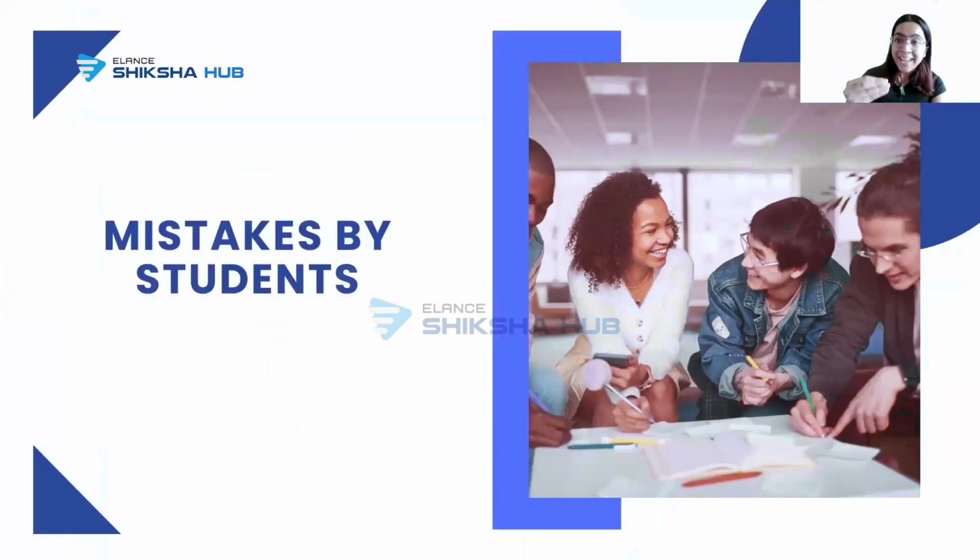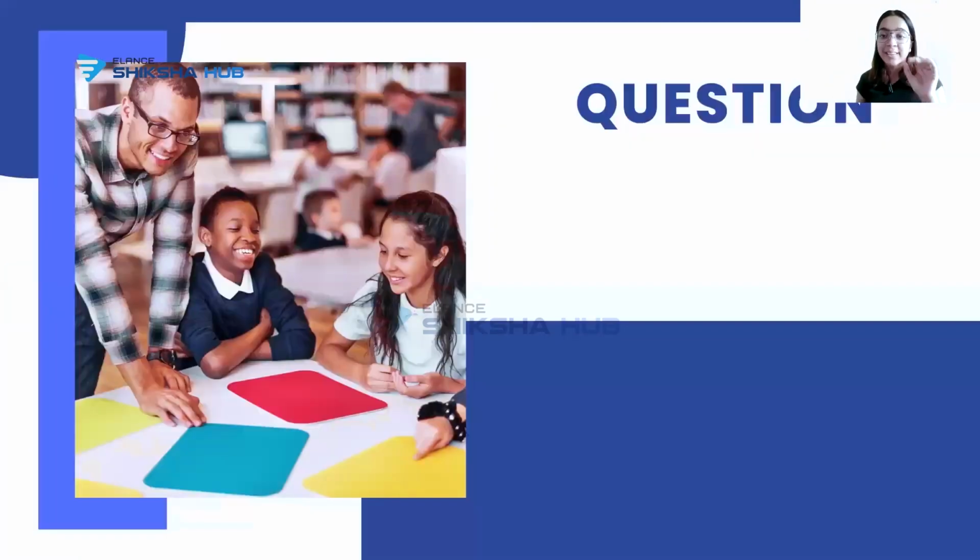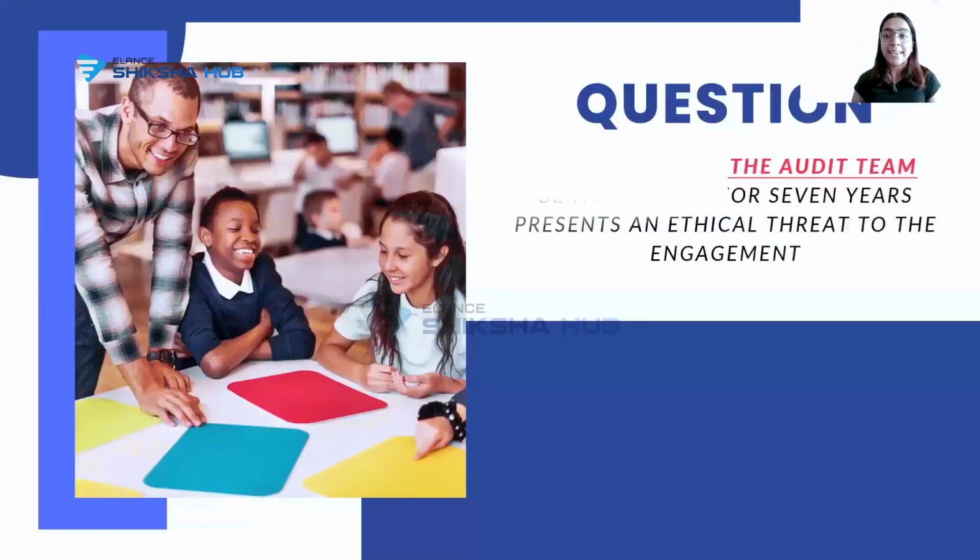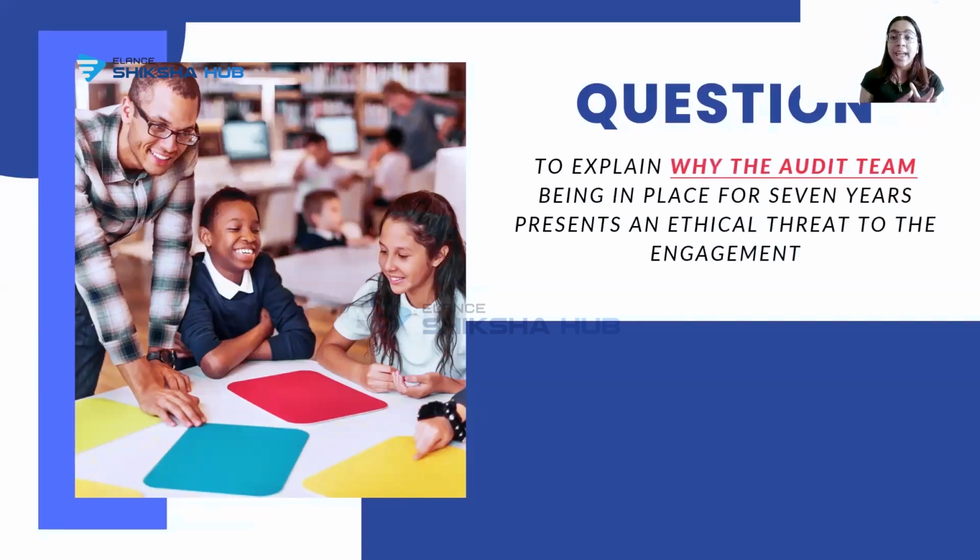Now, what were the mistakes made by the students in this particular part? Let's see, the examiner has given us one example. In one instance, he has clearly mentioned to explain why the audit team being in place for 7 years presents an ethical threat.